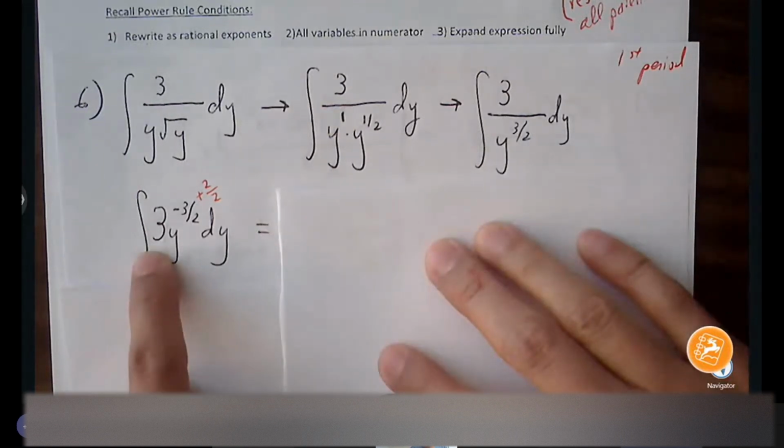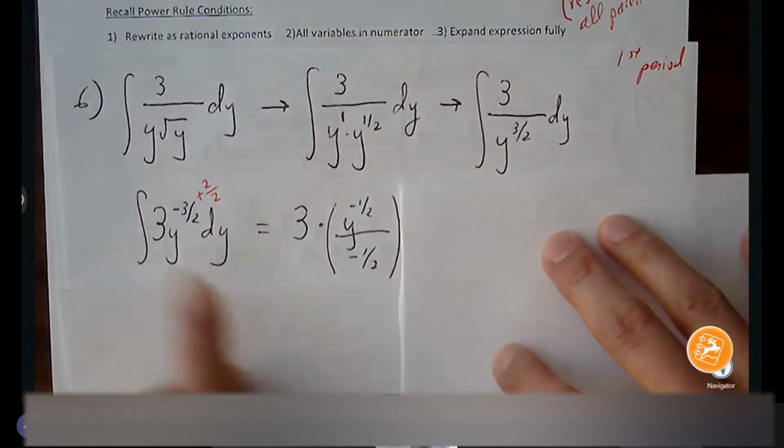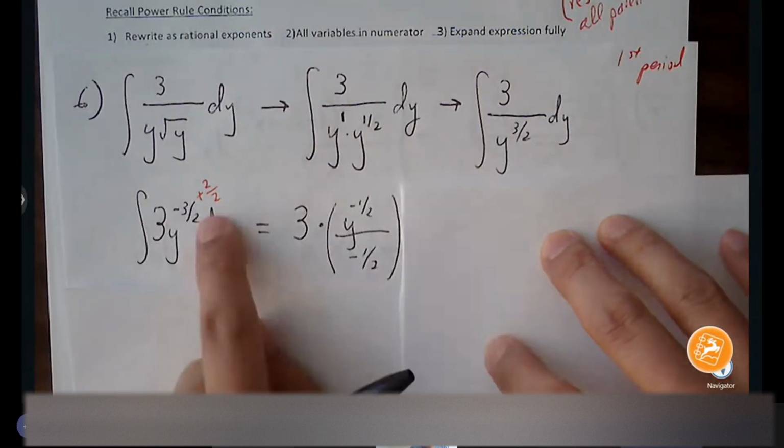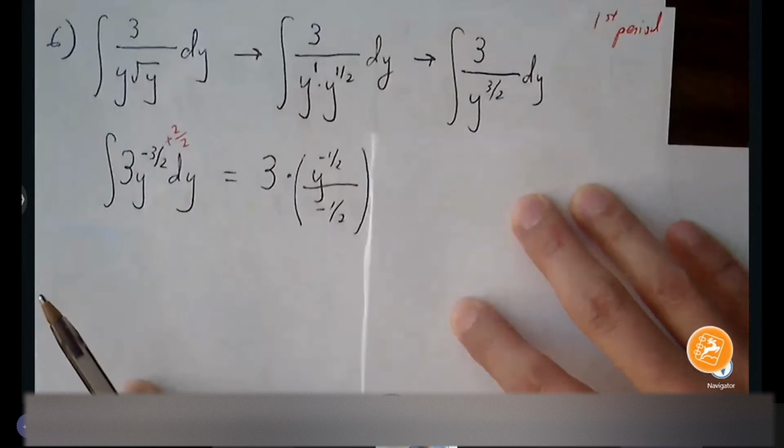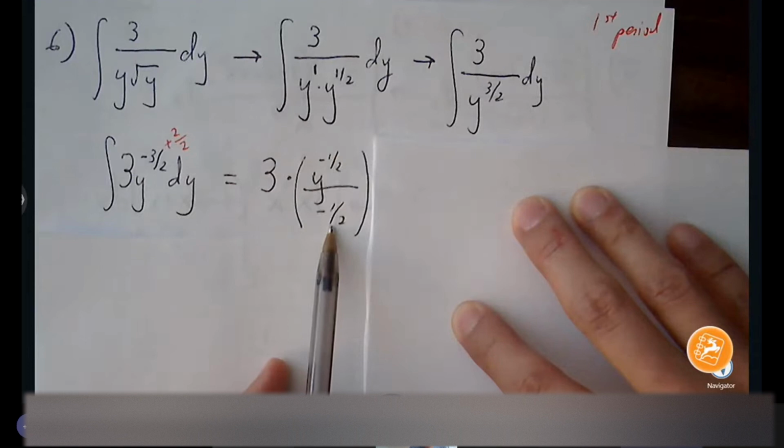All right, so I'm going to apply power rule. The 3 is the coefficient that's going to stay in front. Add 1 to the exponent. Negative 3/2 plus 2/2 is negative 1/2. Once you have that exponent, copy that same value below.